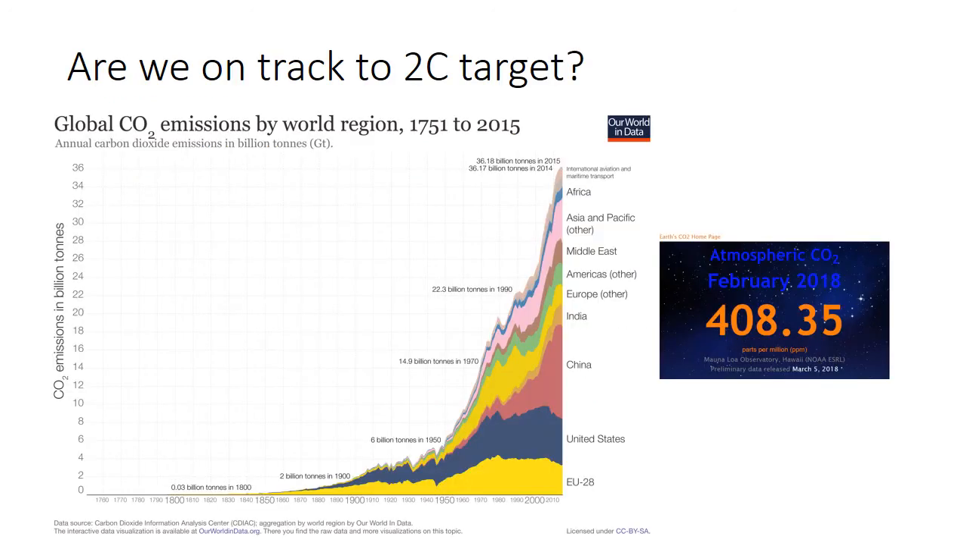Are we on track to the 2 degree C target? Not even close. You can go to the Earth CO2 homepage and see what the atmospheric concentrations of CO2 are. In February of 2018, they were 408. Today, I looked it up. I think it was 414. So we're steadily increasing. Yeah, we're not on track.